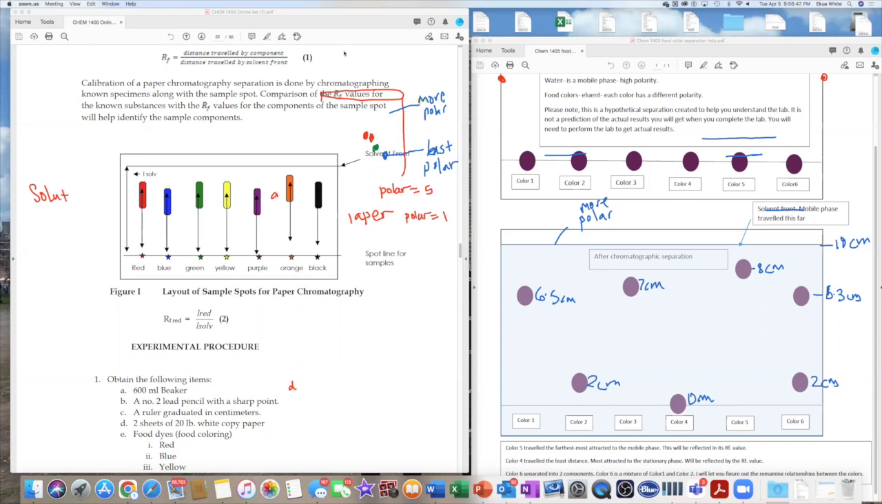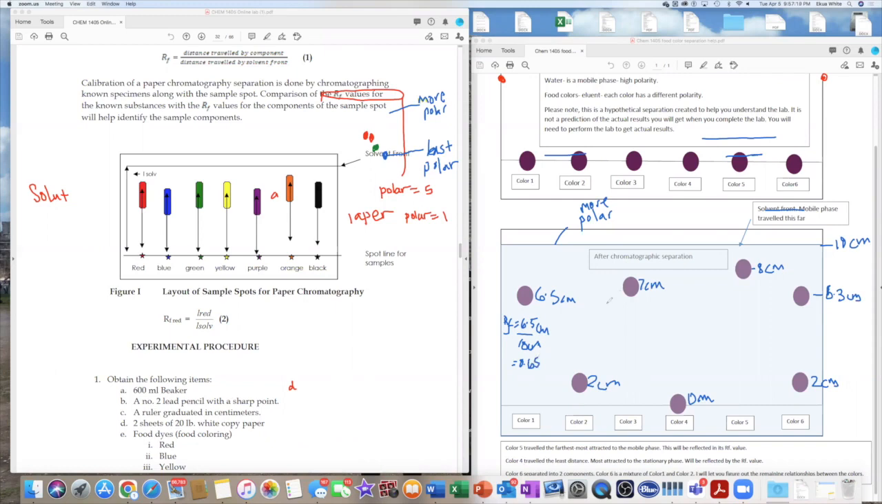So I provided numbers here to make sense of this. Let's see what we can get for our RF values. For this color number 1, my RF value equals 6.5, this distance traveled here, divided by the distance traveled by the solvent, that will be divided by 10. This is centimeters, horrible handwriting. My RF here is what?